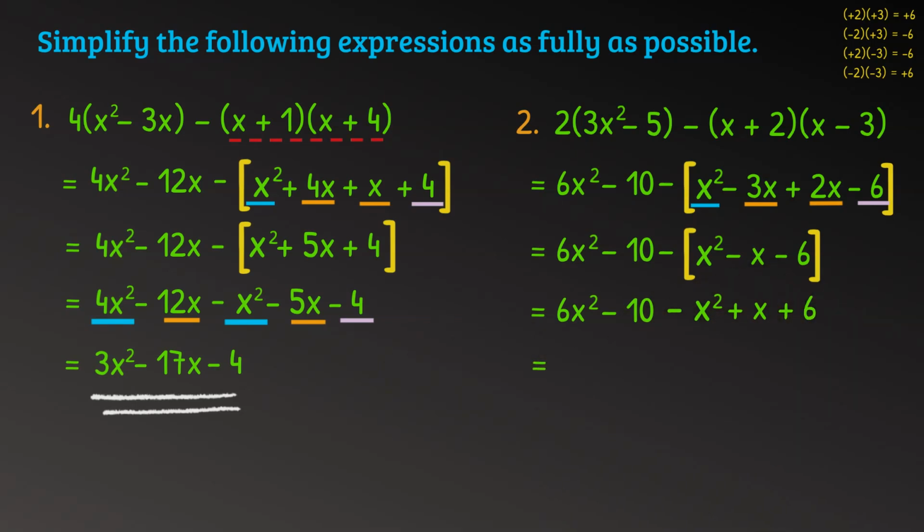And finally, we can combine all the similar terms together. And 6x squared plus minus x squared gives us 5x squared. We only have one term with x in it, which remains the same, it's just x. And the constants, we have minus 10 and a plus 6, so we have minus 4.